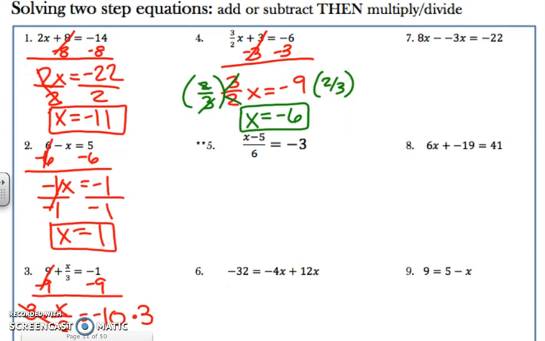All right, number 5 has 2 stars because in every other problem that we've done, I've added or subtracted, and then I multiplied or divided. On number 5, this one's different because I'm going to multiply first. Anytime you have everything on the top, the numerator, divided by a single number, you've got to get rid of this 6 on bottom. So since they're dividing by a 6, I'm going to times by a 6 on both sides.